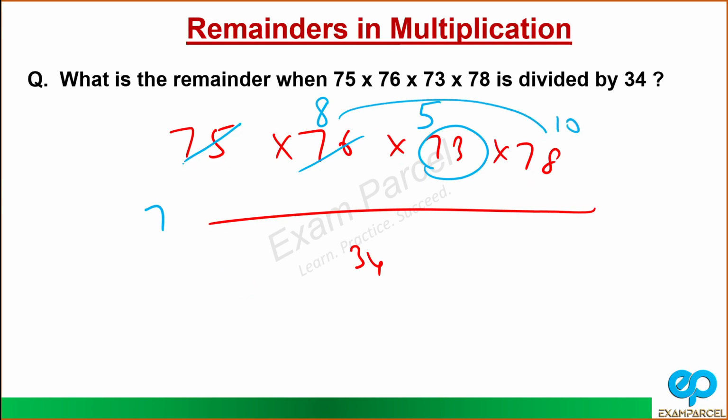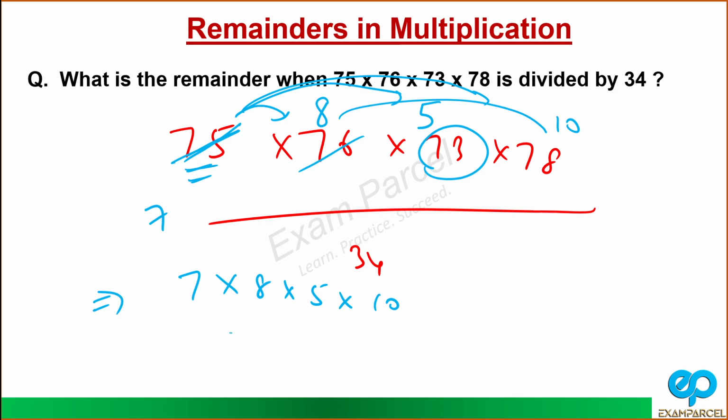So rather than dividing again and again, once I found the remainder from this value, I can find other remainders using this as a reference, right? You don't have to divide again and again. I hope you got the idea. 7 into 8 into 5 into 10. So I have simply replaced all these numbers by remainders by 34. Now you simply have to multiply them again.